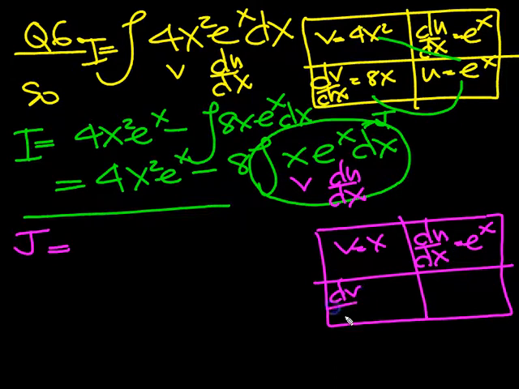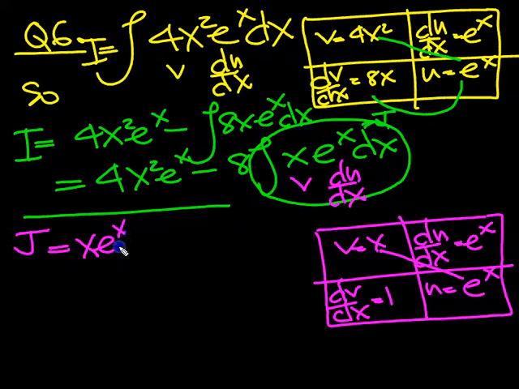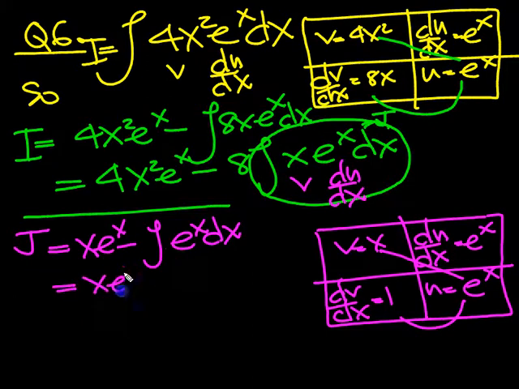So dv dx is 1, and u is equal to the integral of e to the x, which is e to the x. So the answer then for j is uv, so that'd be x e to the x, minus the integral of u dv dx, which is e to the x times 1. So it's just e to the x. So j equals then x e to the x minus the integral of e to the x, which is e to the x. So that's that problem done then.